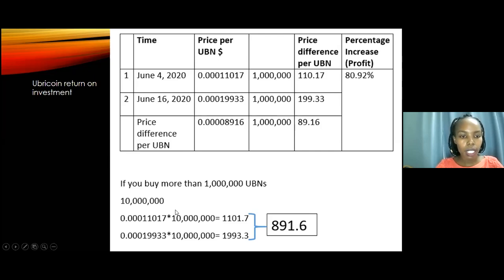And so I want us to see that this is when you are working with 1 million Ubricoins, but you can work with more than that. You can work with 10 million Ubricoins. Remember, if you increase the number of Ubricoins you are working with in the market, you are going to make more. So if you bought 10 million Ubricoins, you would have spent, just give me a minute, $1,101.